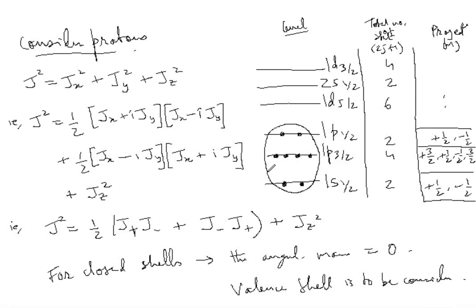Again, let me repeat. You see, in each of these levels, the values of j plus j minus and j minus j plus give 0 values, since by rearranging the particles in each of the levels, the m value cannot be changed by plus minus 1. Also, the jz square acting on a state never changes the m value. Okay? And as a result, we get the fact that for closed shells, the total angular momentum is 0. Now, let us consider neutrons.